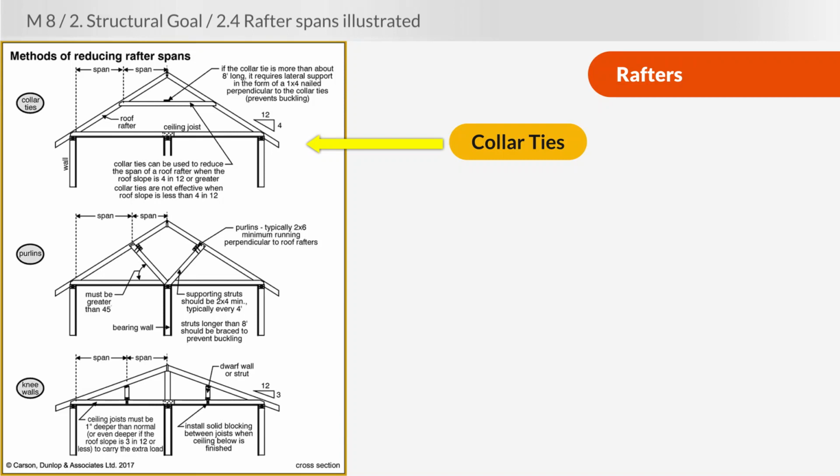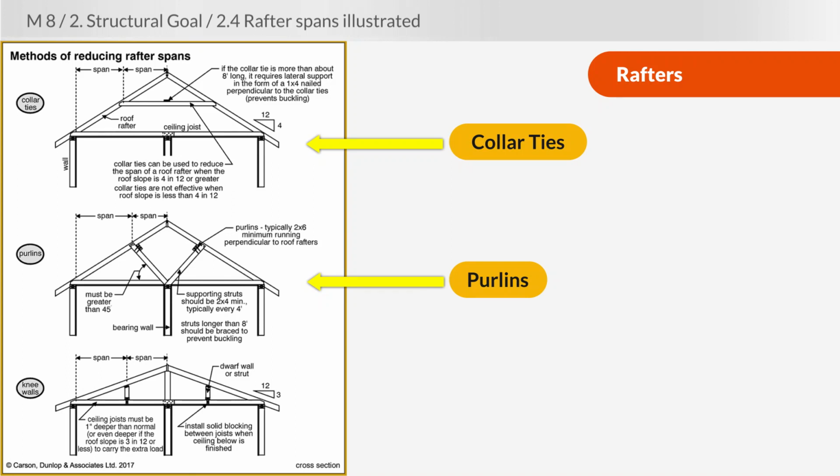A second way to do that is through the use of purlins, as you see in the second diagram. Purlins are attached to the rafters, and then they are brought over so that the downward forces are transferred into a bearing wall. Now, bearing walls bring forces all the way down eventually to the foundation.